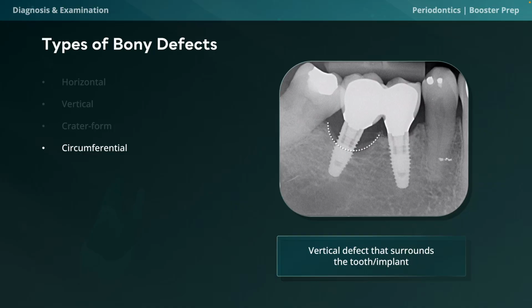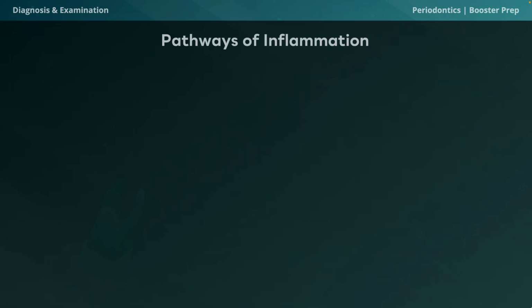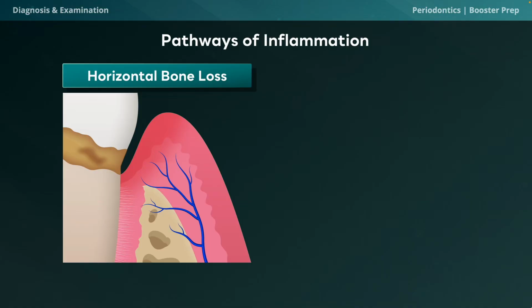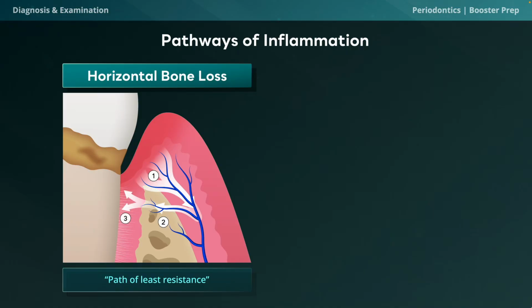Now, you may be wondering, what conditions lead to these different bony defects? Why do we get a horizontal bone loss in one instance and vertical in the next? Well, it really all depends on the pathway of inflammation. Let's consider horizontal bone loss first. This pattern of bone loss occurs along the path of least resistance. In this case, inflammation spreads from the gingival connective tissue directly into the alveolar bone, resulting in bone resorption that runs parallel to the CEJ. The periodontal ligament is affected secondarily.